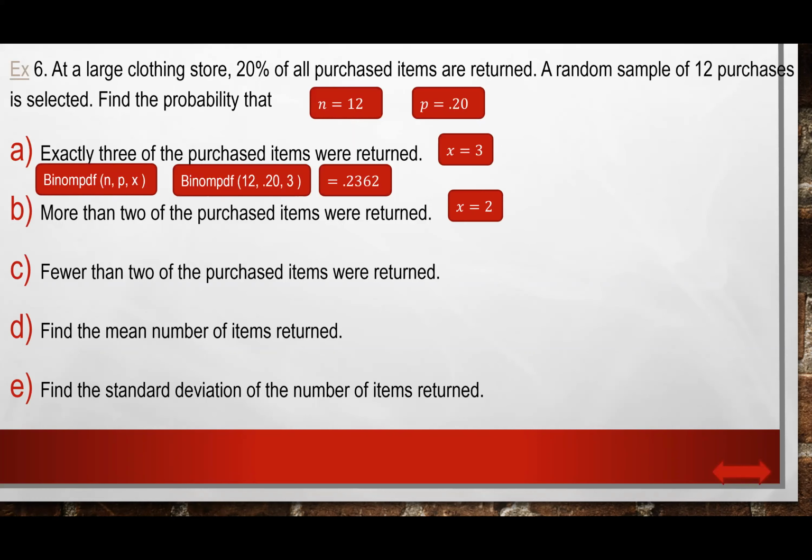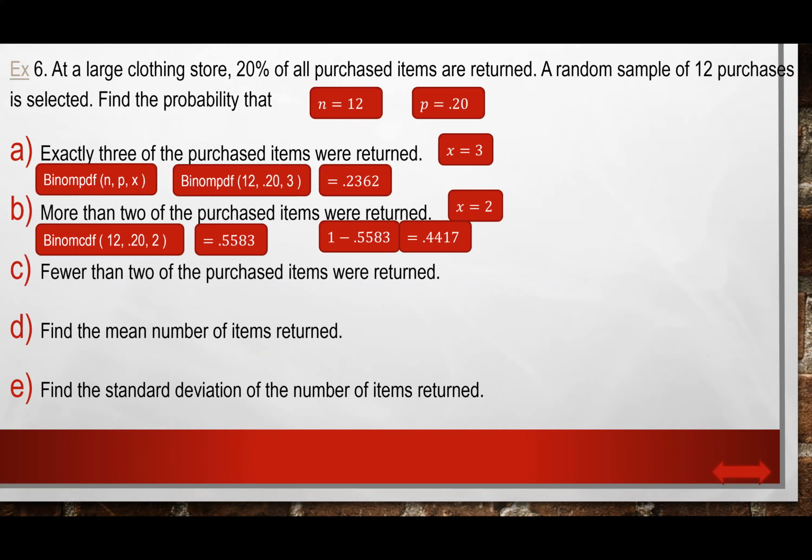because I'm looking for more than 2. So basically, if I can calculate up to the 2, what do I need to do? Well, because I'm looking for the item on the right, and the calculator gives me the answer on the left, I have to take 1 minus the left side, which is I have to subtract this thing here, which is, again, the answer will be 0.4417.